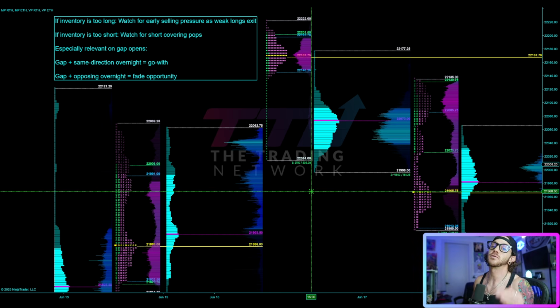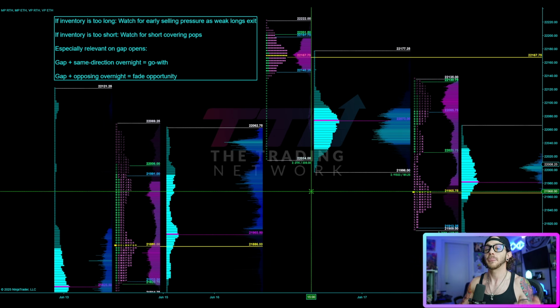However, if we open, for example, with a gap to the upside, but the overnight inventory is short, that gives you an opportunity and a higher probability to fade the overnight inventory, right? So let me be clear. If we open with a gap to the upside and the overnight inventory is long, that gives you a higher probability that we are going to see a gap and go and a continuation of the trend and the inventory that is in the same direction of that gap, okay?